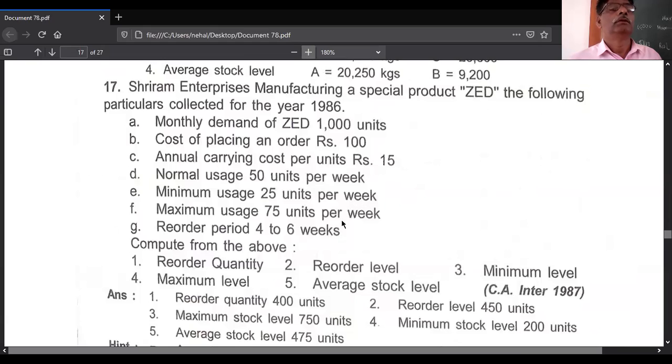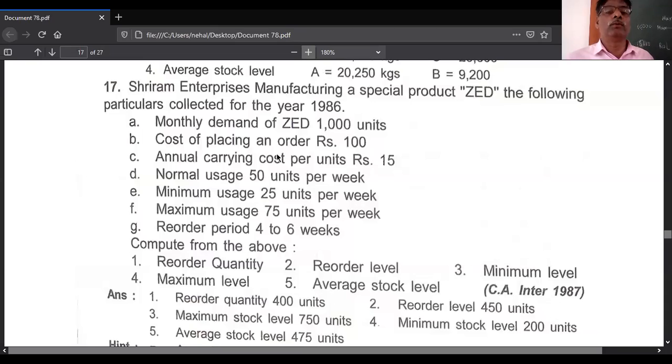You see this example. Example number 17. The monthly demand for Z is 1000 unit. Cost of placing the order is 100. Annual carrying cost per unit is 15. On the basis of this, you have to calculate EOQ, economic order quantity. But they have not asked the question regarding calculation of EOQ. In the question, they have given the information regarding the EOQ, but they have not asked for it as the required thing. Okay. So you may calculate EOQ also for this question.